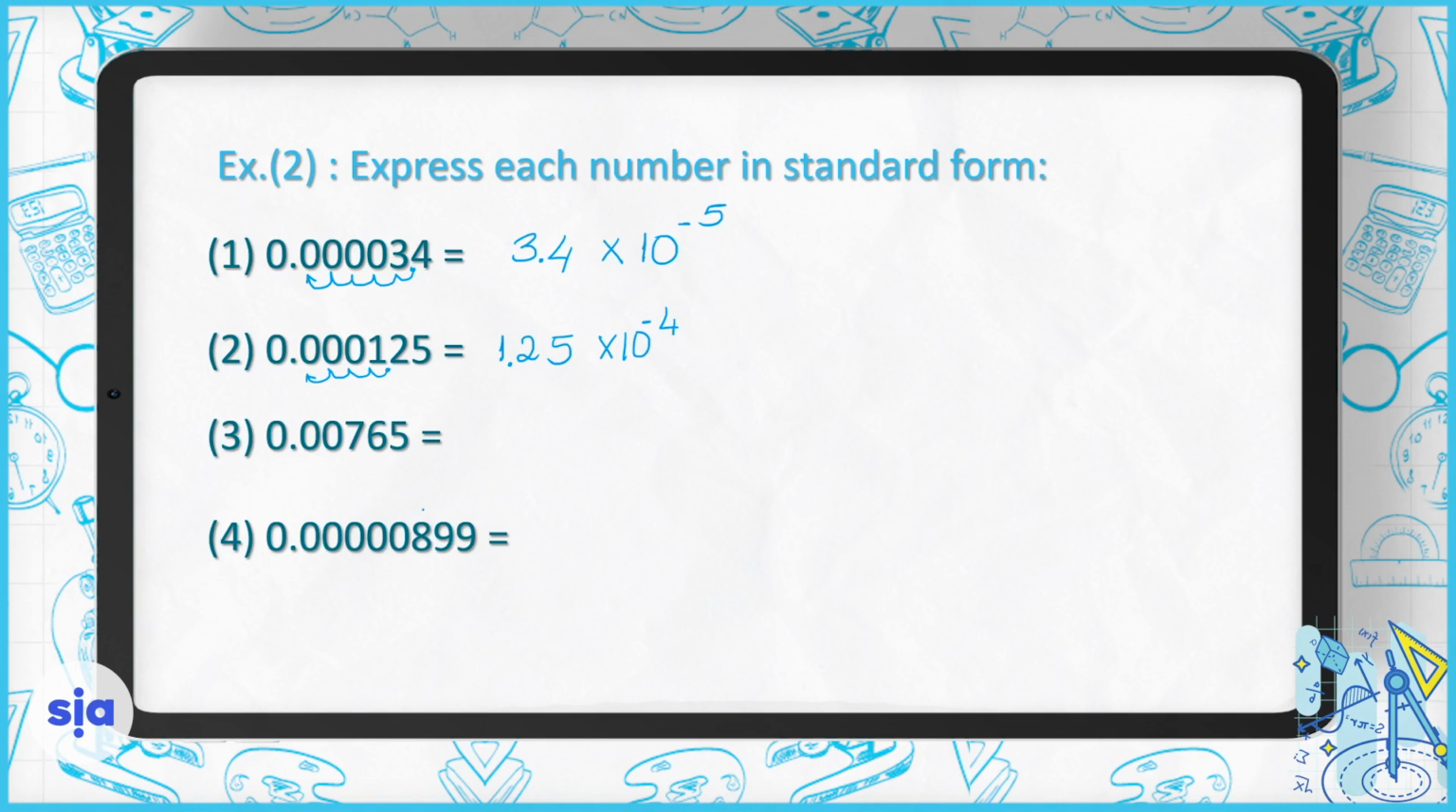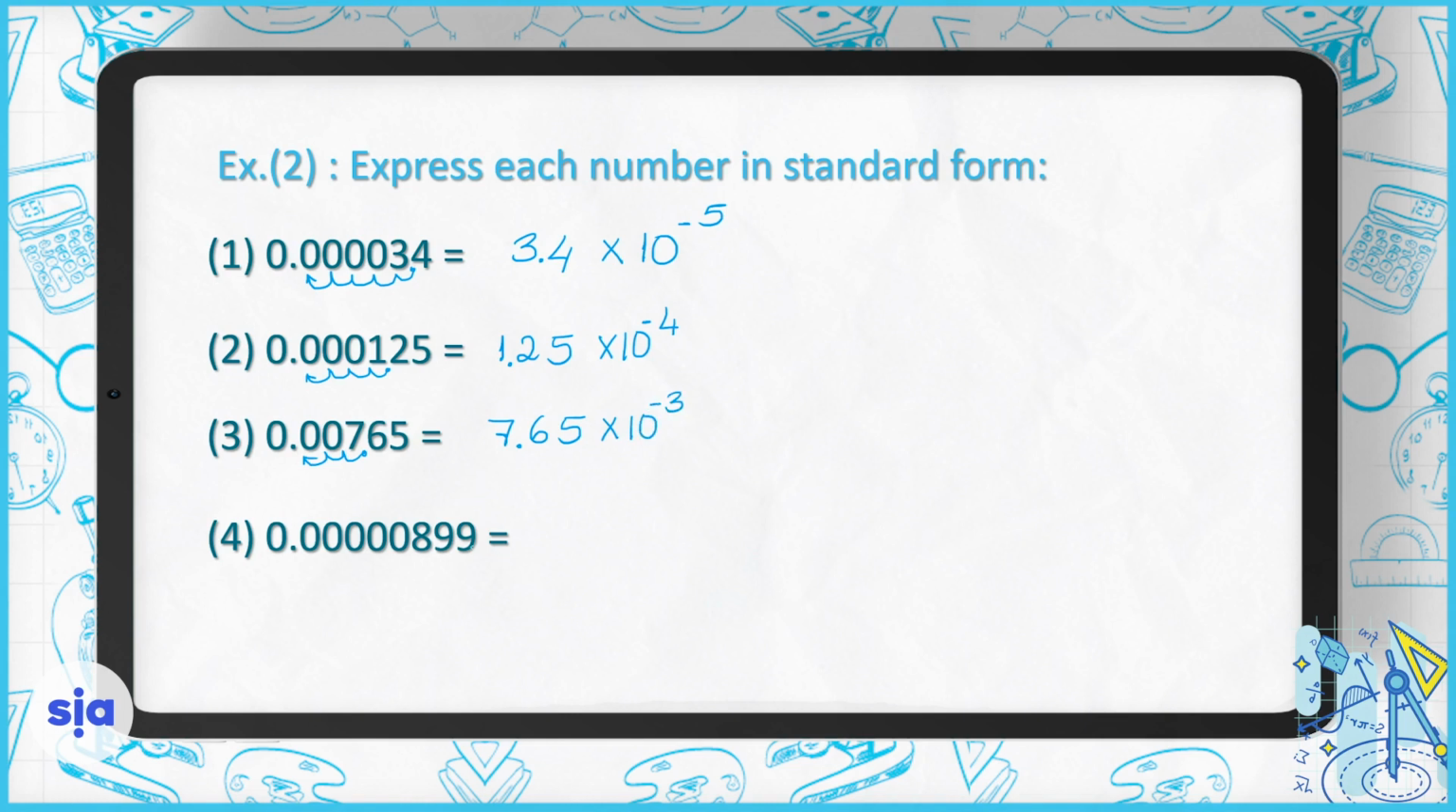Question 3, it's 765. We always place the decimal after the first digit. So it's in here. If you go left, 1, 2, 3. So we're going left 3 places, so to the power of negative 3.